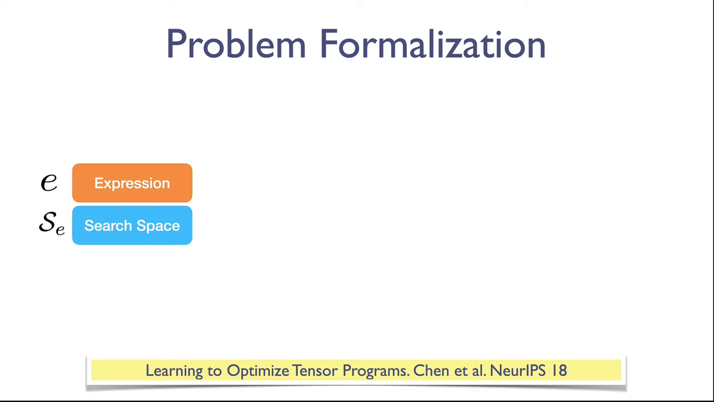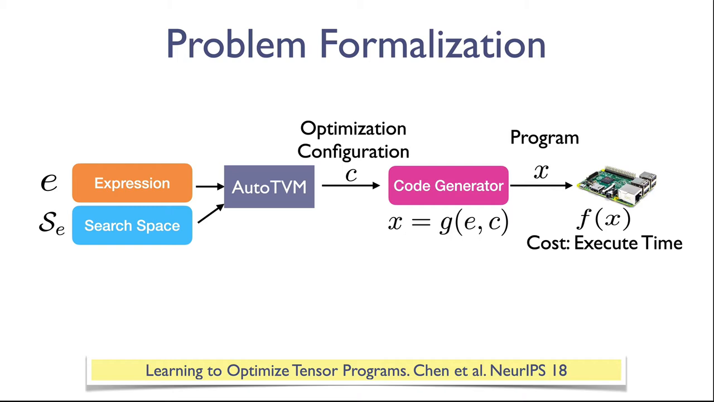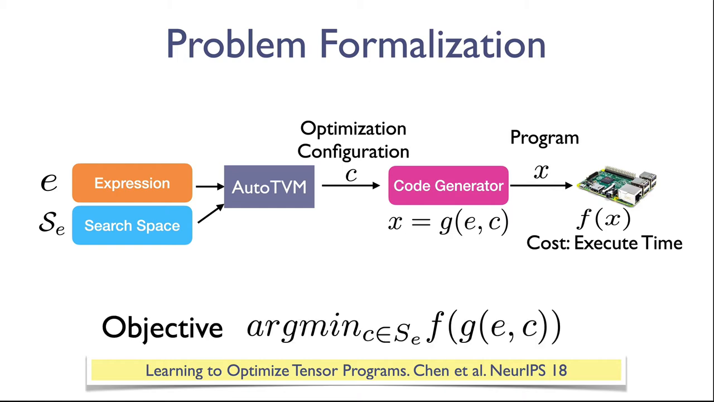So we can look at this problem in a formal way. We have an expression and we have a search space. We want to feed both of these into AutoTVM and then produce an optimization configuration that's fed into a code generator that produces a program that can be run on hardware. When we run it on this hardware, we can treat that as a function where the output is the execution time. So our objective is to minimize the cost function using the parameters in the search space.